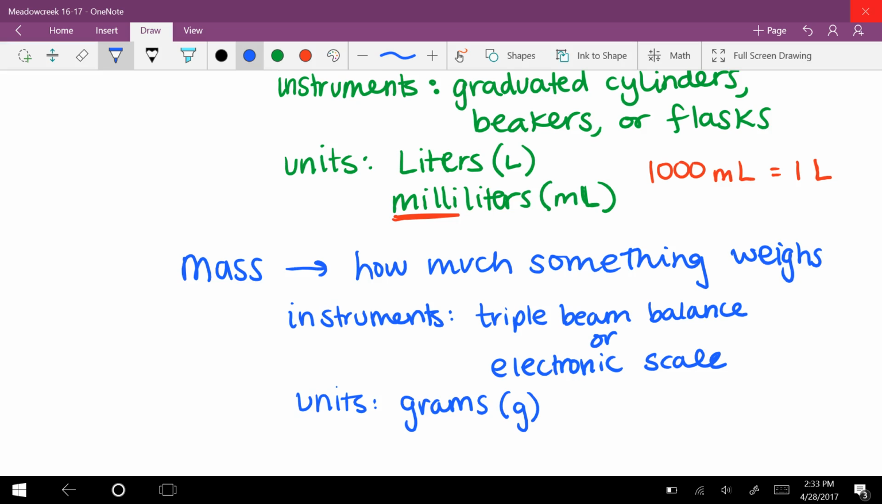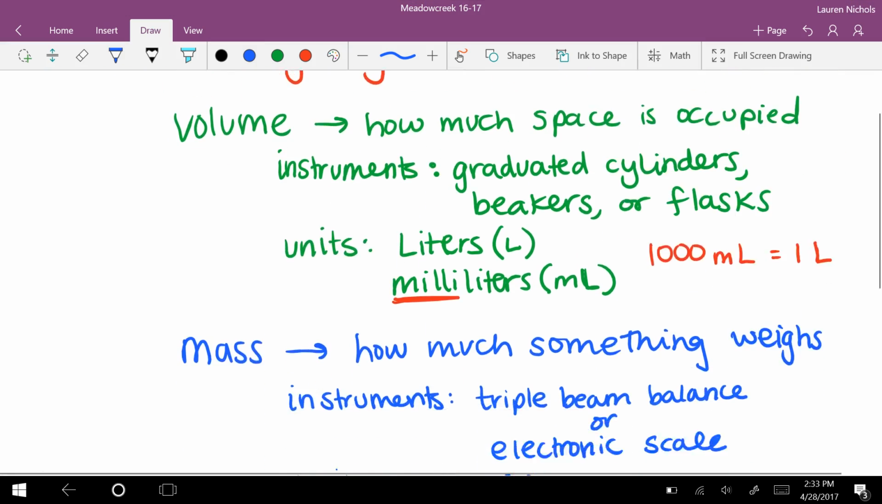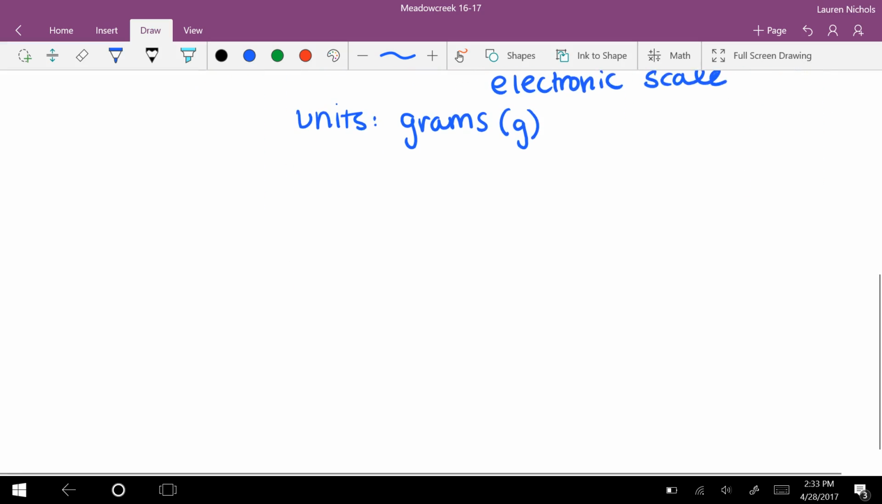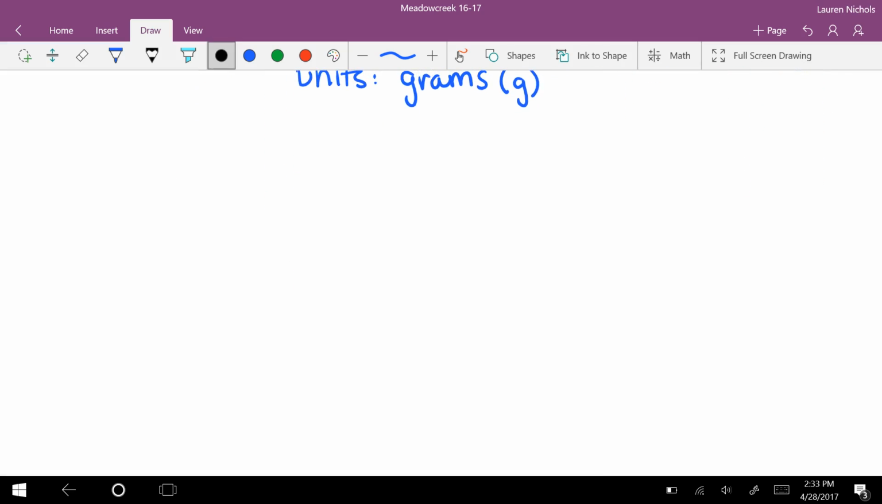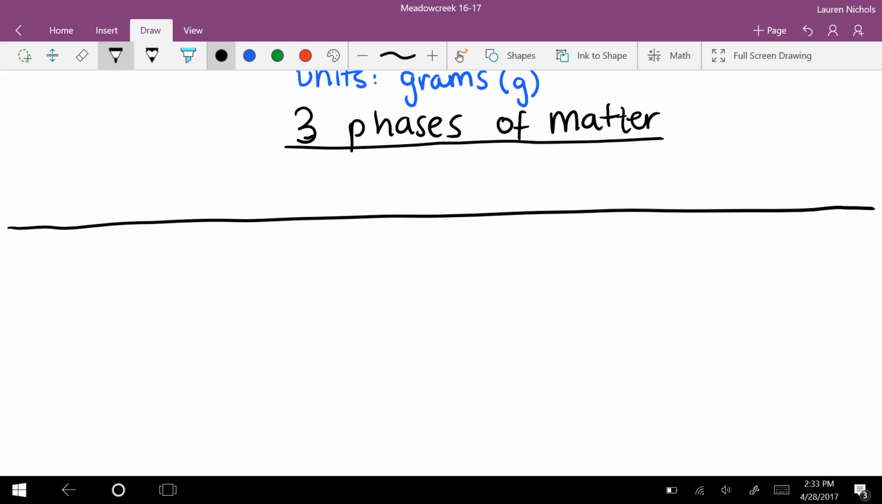Now, we said that matter is anything that has volume and mass. Well, let's talk more about that. There are 3 phases of matter. Okay, 3, and I cannot spell. But there are 3 phases of matter. And we are going to draw a little chart, so we're just going to put a nice little chart in here for us.